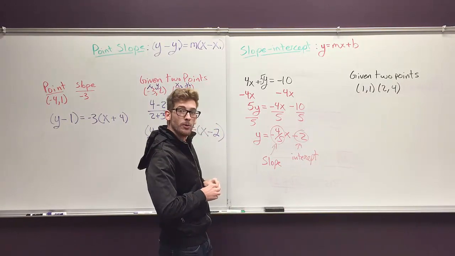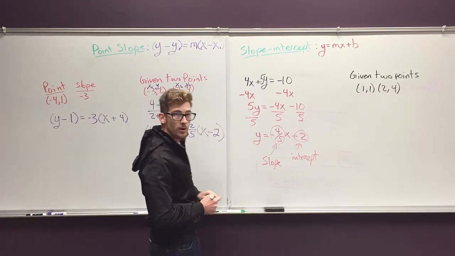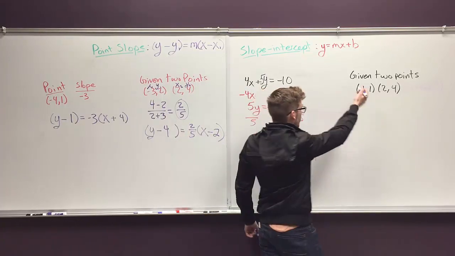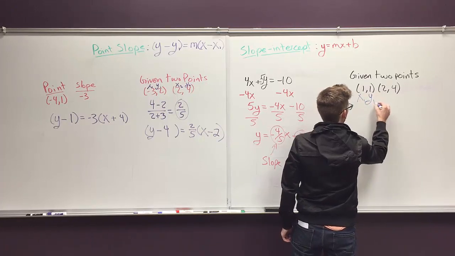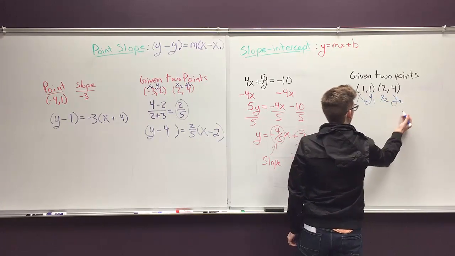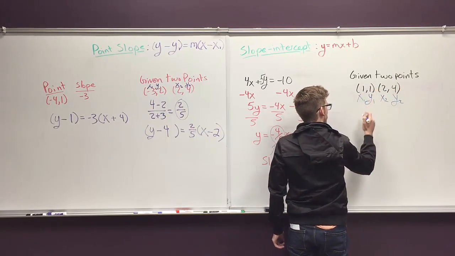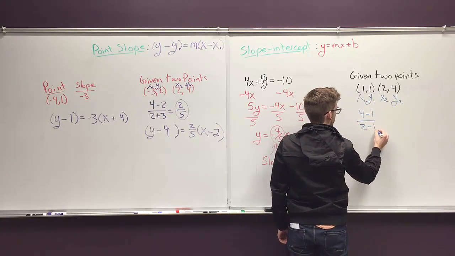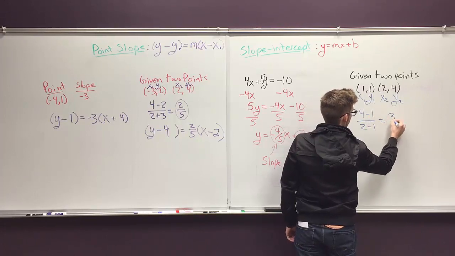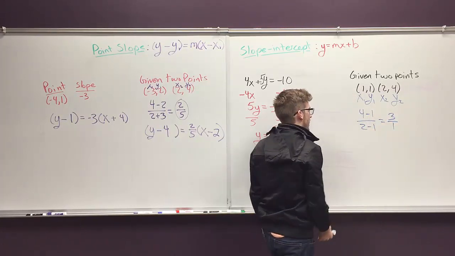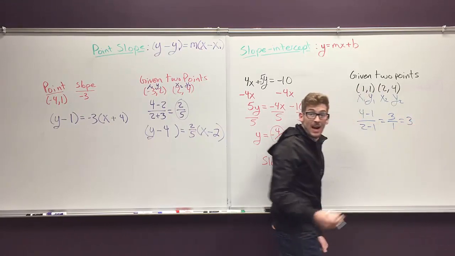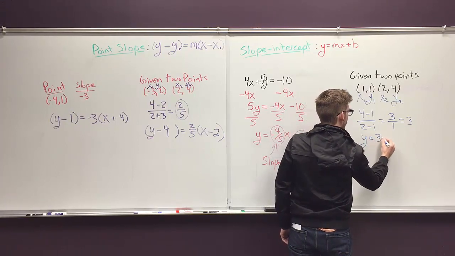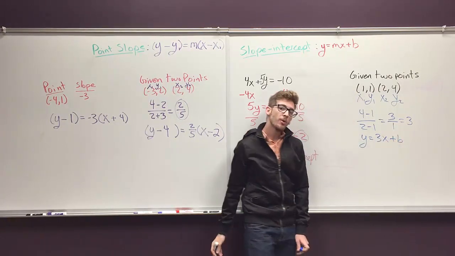Now, once again, how would we do that if we just had 2 points? Well, we're going to have to find the slope using the method we used here. And so we're going to label these x1, y1, x2, y2. And so y2 minus y1, 4 minus 1, over x2 minus x1, that's 2 minus 1. And so we have 4 minus 1 is 3 over 1, right? 2 minus 1 is 1, and so that's really just 3. So now we have our slope. So we have an equation right now that looks like this. y equals 3x plus b. We don't know what b is.